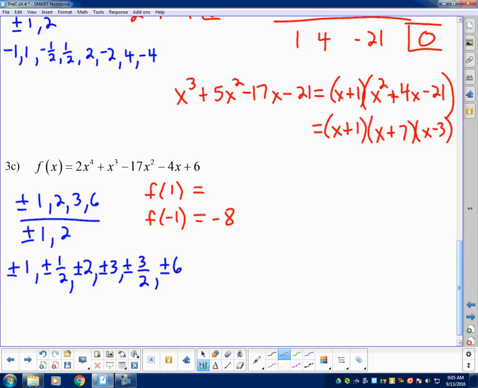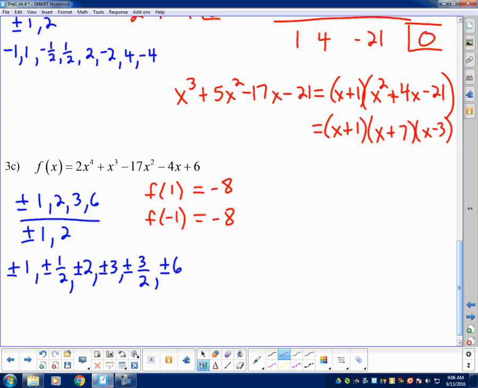You guys defeated the enemy in the first one. Tyler just woke up. I think positive 1, yeah. Did you guys try positive 1? 2 plus 1 equals 3. Minus 17 equals negative 14. Minus 4 is negative 18 plus 6. I get negative 8 for 1.